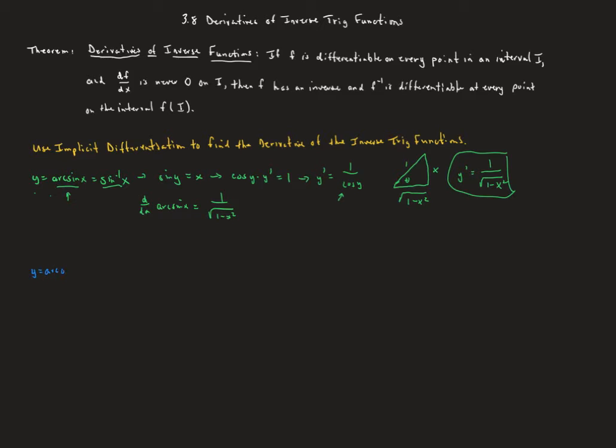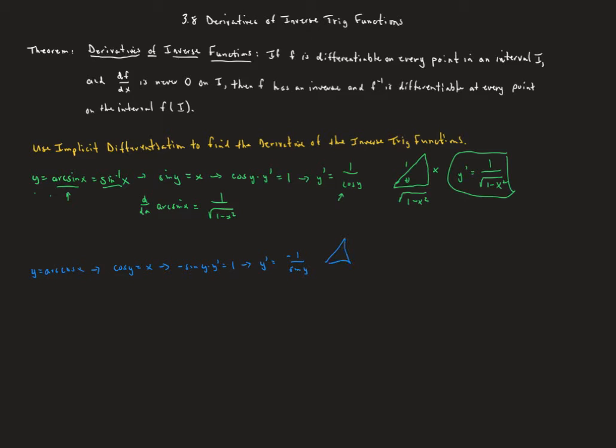But let's see if we can figure out how to do our arccosine of x in the same manner. So again, this time we're going to take the cosine of both sides and get cosine of y is going to be equal to x. We'll do implicit differentiation and get negative sine of y times y prime is equal to 1. We'll solve for y prime and get negative 1 over the sine of y.